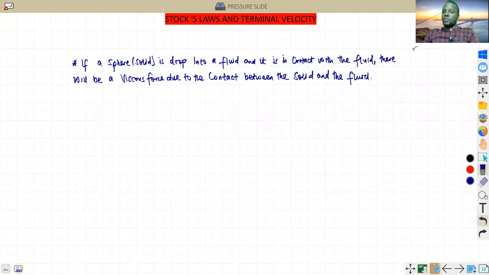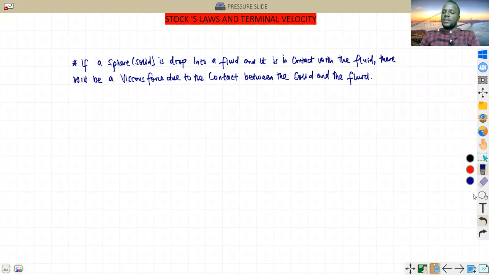Now, when you drop a solid into a fluid that is in motion, there will be a contact: some layers of the fluid will settle themselves around the solid. And because of that, viscous force will be generated between the layers of the fluid. So as the speed of the fluid tends to increase, the viscous force generated between the layers will also increase.